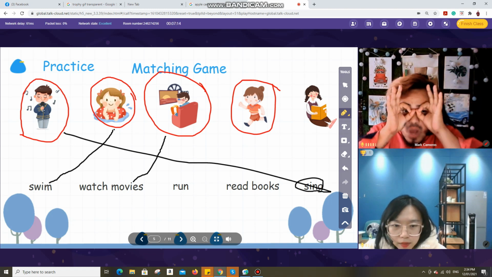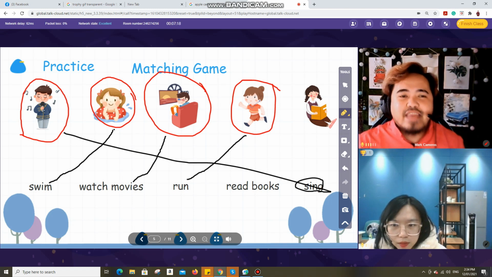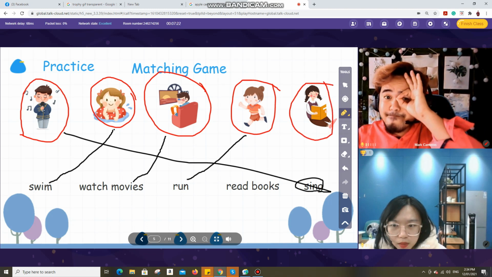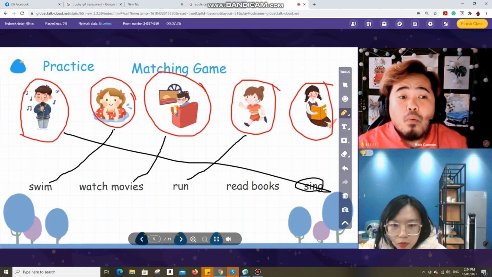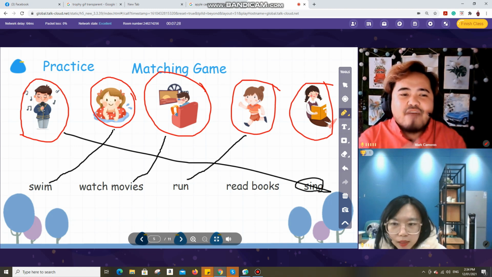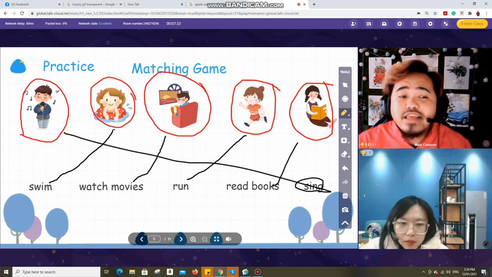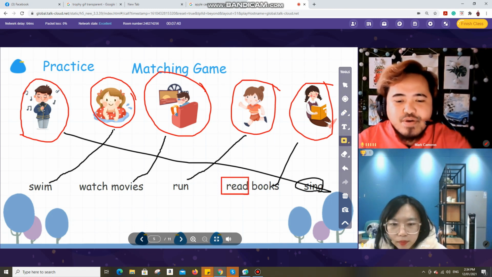Where's the word run? Very good. And the last picture, what is that? Read the book. Okay, very good. Now, where's the read books? Okay, now let's try to say this word again, okay? Read. Read. Very good. You are good at pronouncing.